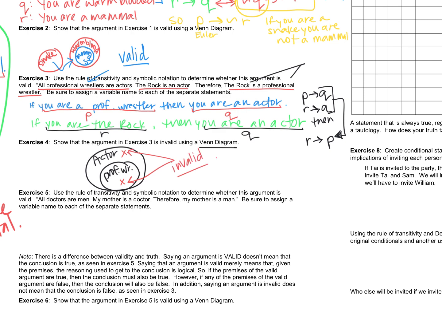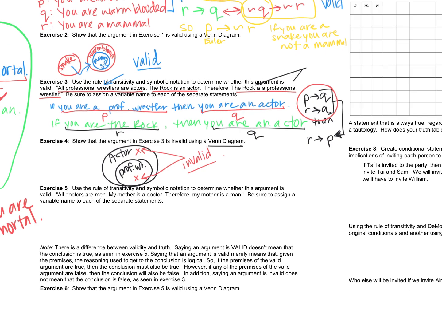Now remember, just because we have something that is invalid does not mean that the conclusion is false. The Rock is actually a professional wrestler. It's just that the argument used to obtain that conclusion was invalid. In logic, validity and truth do not have the same meaning. Validity refers to the process of reasoning, and the reasoning used here to obtain the conclusion just wasn't good.